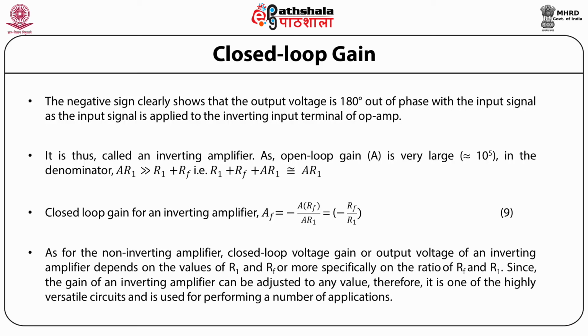As for the non-inverting amplifier, the closed loop voltage gain or output voltage of an inverting amplifier depends on the values of R1 and Rf, or more specifically on the ratio of Rf and R1. Since the gain of the inverting amplifier can be adjusted to any value, it is one of the highly versatile circuits and is used for performing a number of applications.